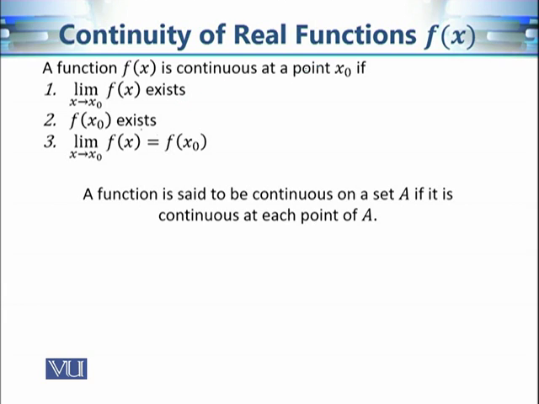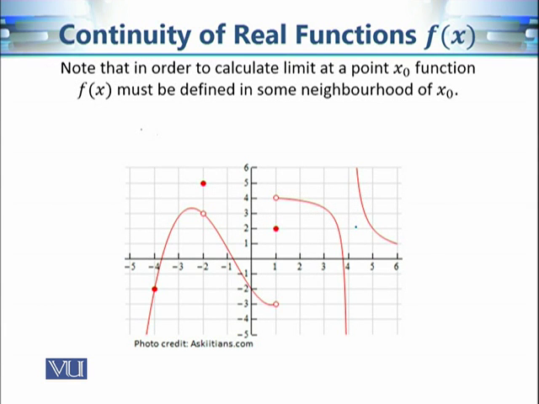Okay, so you can see from the definition that we are checking the continuity at a point. So continuity is basically the characteristic of a function at a point. So we check the continuity at x0. And of course, if we are saying that the function is continuous on a set A, then it should be continuous at each and every point of that set A. Now, since we are calculating the limit of a function at a point, to calculate the limit of the function, we should know the function in some neighborhood of that point. Otherwise, we cannot calculate the limit at that point.